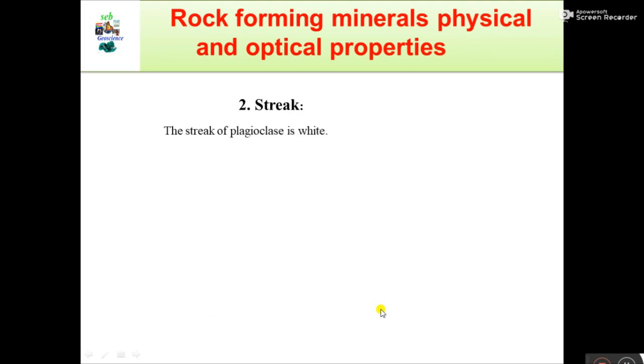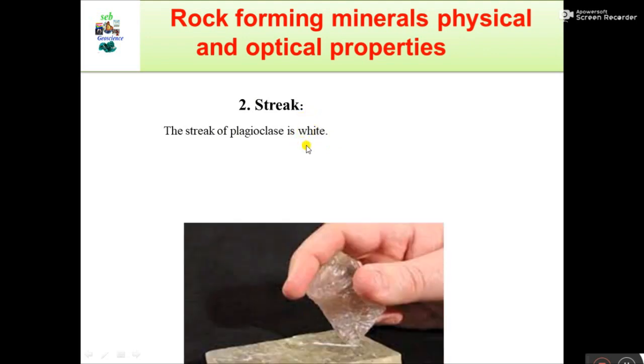Streak: color depends on its impurity. The streak of plagioclase is most of the time white. Streak means the color of the powder when the mineral is scratched on a plate, a streak plate. That color we call streak. So the streak of plagioclase is white. This is the diagnostic feature.